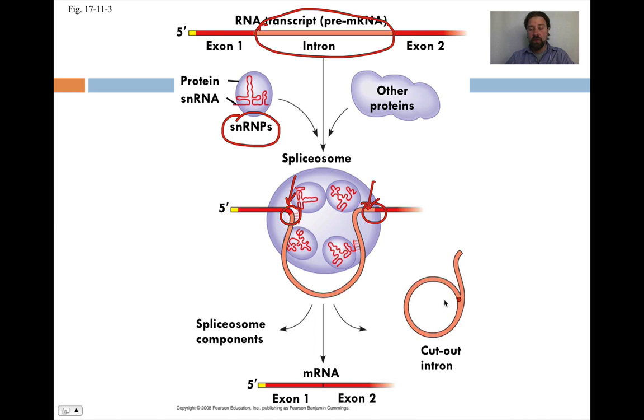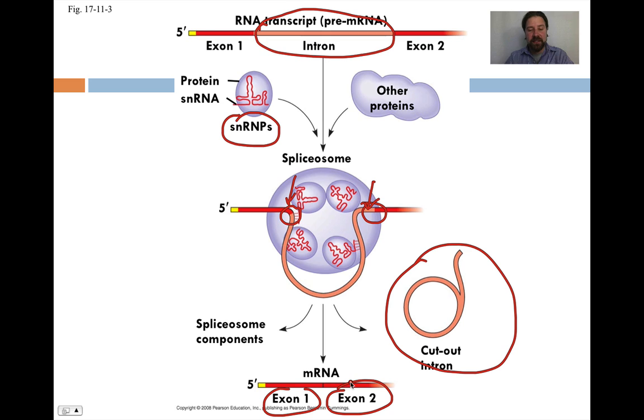You can see that over here we have this cutout intron portion, the light pink section. It's in this lariat-like structure. And what's left over is the two dark red portions of exon 1 and exon 2 that we wanted the whole time. So we got rid of the extra, we put it back together, and now it's ready to move on and be translated into a working polypeptide.